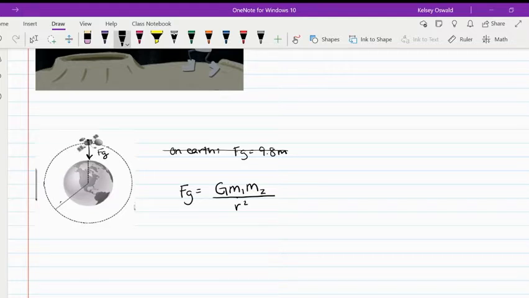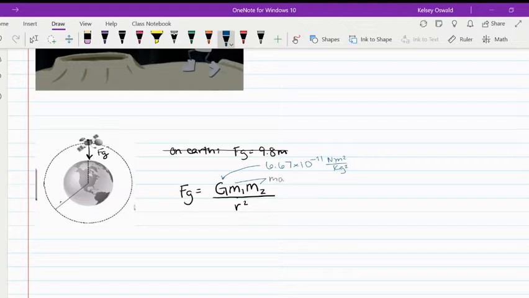Okay. So there's a lot going on in this equation, so let's delve into it a little bit. When we look at G, that is going to be a constant value, the universal constant for gravity. And that value is always going to be 6.67 times 10 to the negative 11th. So whenever you see that capital G, you can always plug that value in. And that's going to have units of Newton meter squared per kilogram squared.